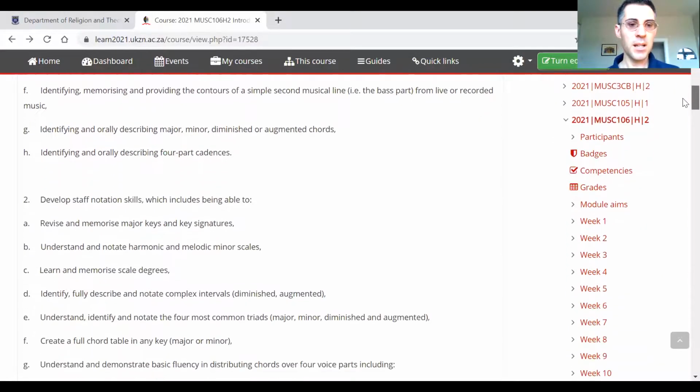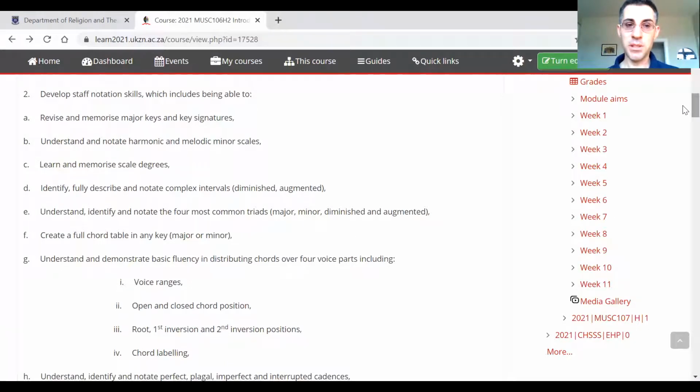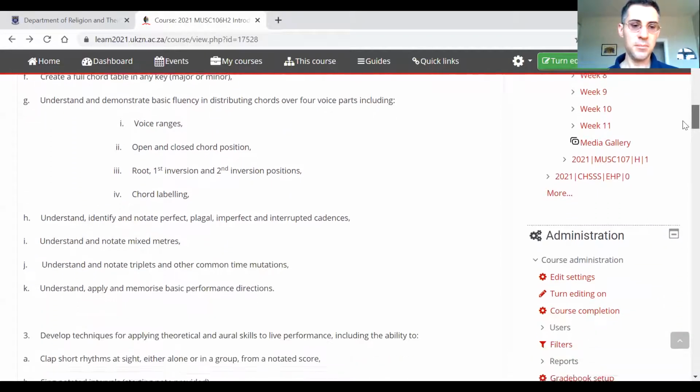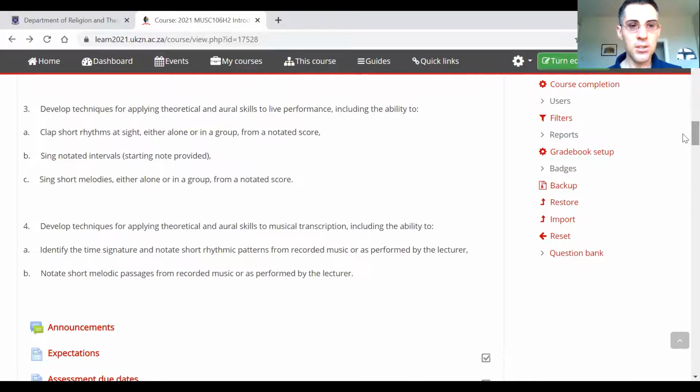Okay. Our second aim is to develop staff notation skills. There are a number of things which we're going to deal with related to that. The third one is to develop techniques for applying the knowledge that you are learning for oral and theory into live performance. So that's, again, clapping, short things at sight, which we'll get to towards the end of the semester, and then also singing intervals and things like that. Okay, so we'll progressively get to that.